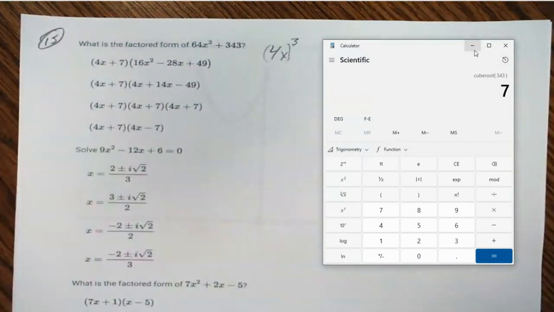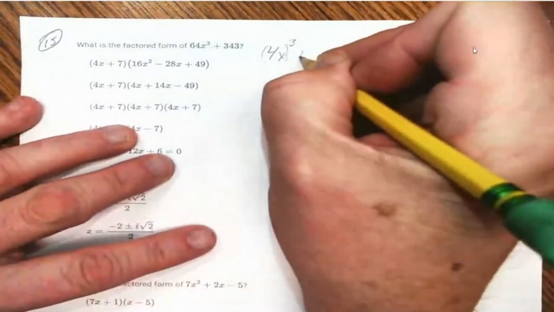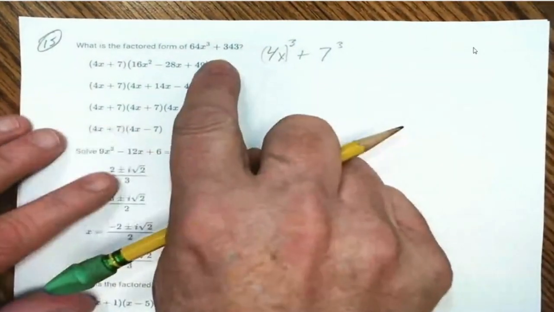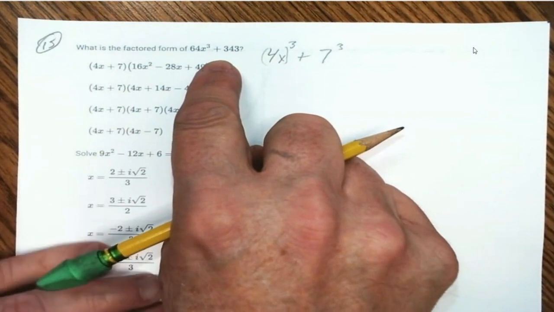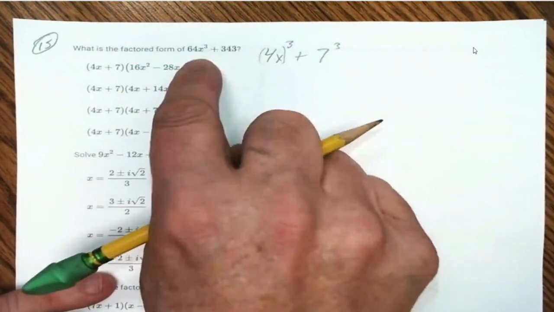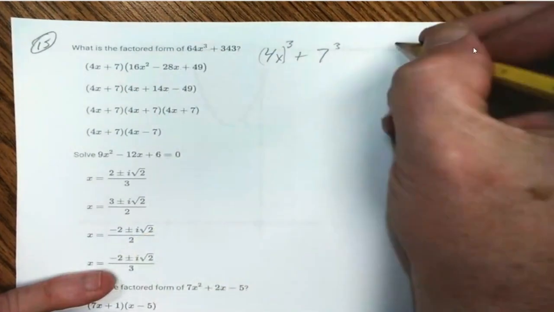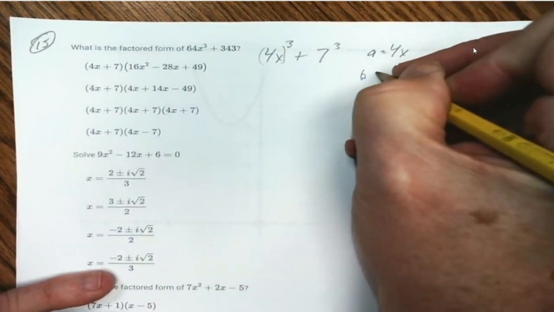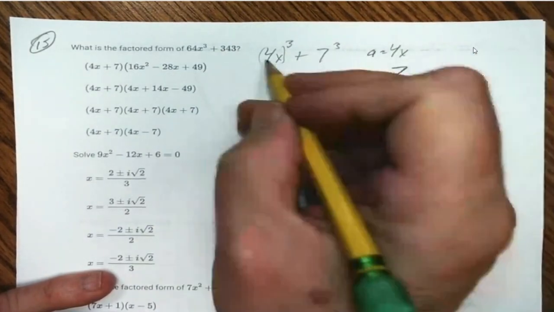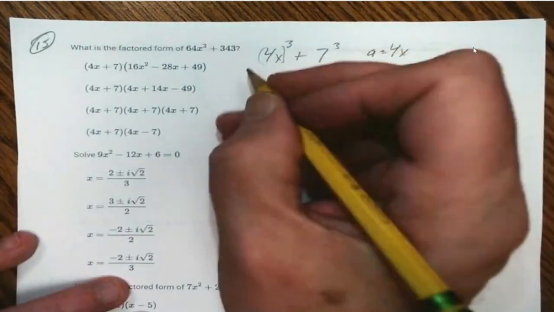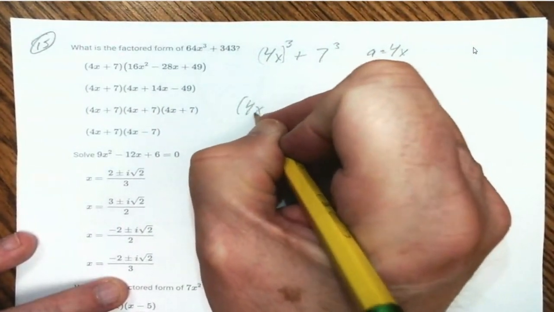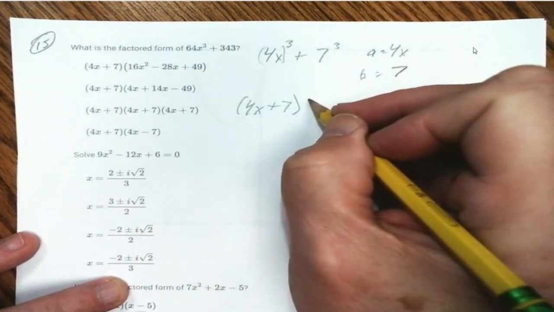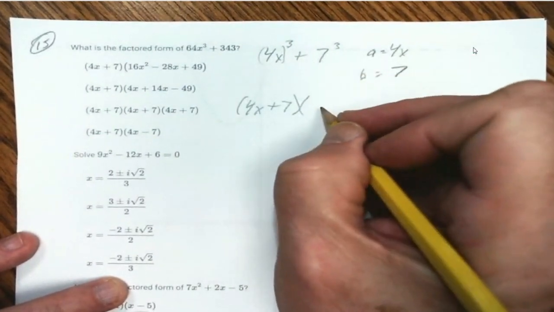Let me get rid of the calculator so you can see it. 4x cubed plus 7 cubed. So this is a sum of cubes, so we can use our shortcut. For our sum of cubes, 4x is our A and our B is 7. The shortcut that we have in our notes says the factors are 4x plus 7, because it has the same sign.